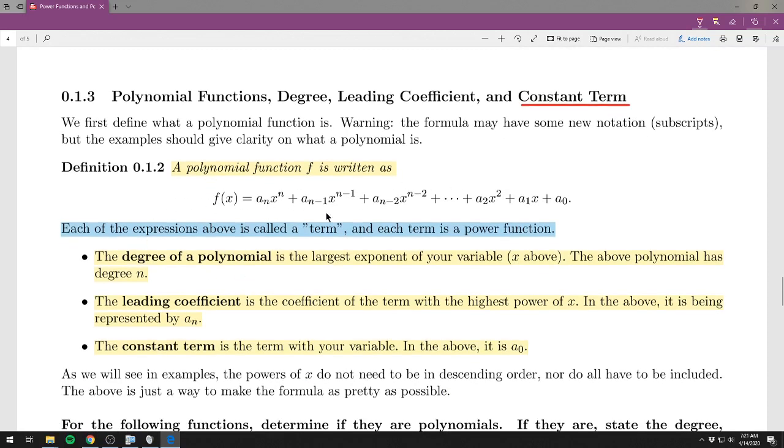Now, one thing to mention here, the easiest way to think about a polynomial, each thing is called a term. So a n x to the n, a n minus 1, x to the n minus 1. Each of these are called terms between the pluses.